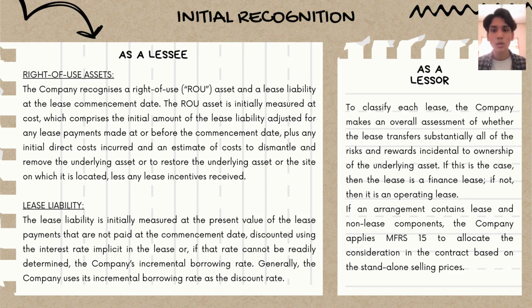As a lessor, to classify each lease, the company makes an overall assessment of whether the lease transfers substantially all of the risk and reward incidental to ownership of the underlying asset. If this is the case, then the lease is a finance lease. If not, then it is an operating lease. If an arrangement contains lease and non-lease components, the company applies MFRS 15 to allocate the consideration in the contract based on the standalone selling price.